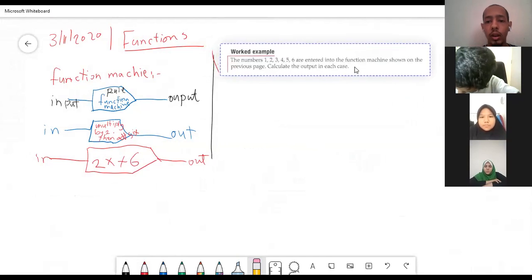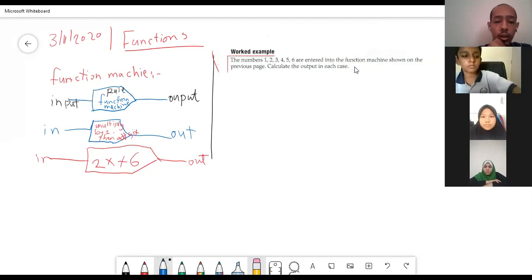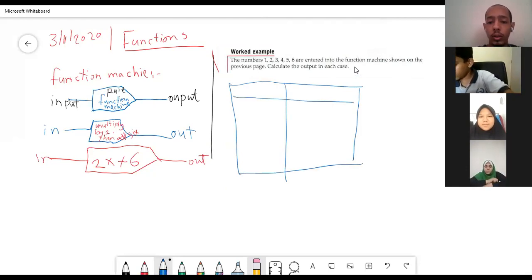Now the numbers 1, 2, 3, 4, 5, and 6 are entered into the function machine shown here. The question is, calculate the output in each case. We can perform this using a table. We can say we have the input and the output.